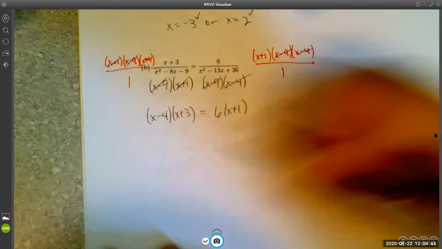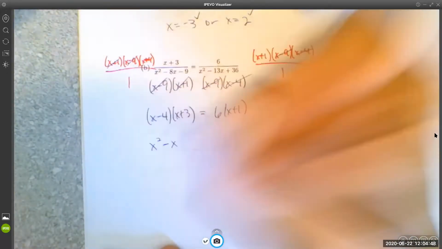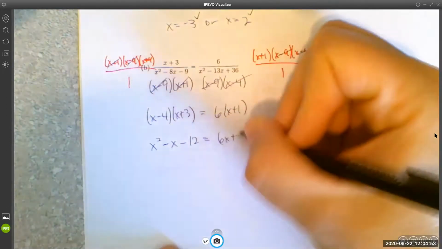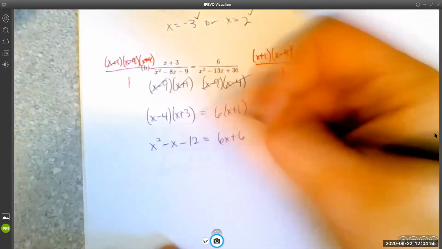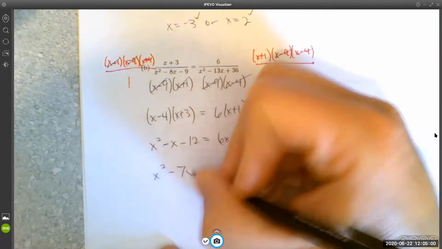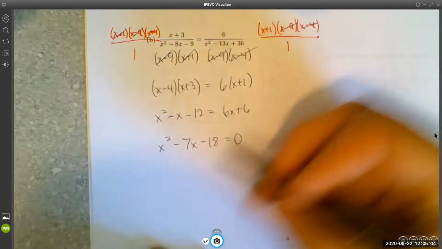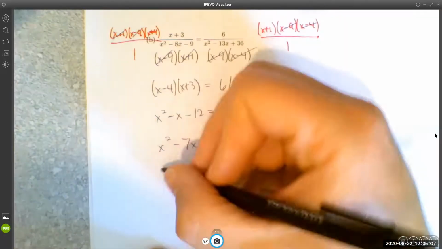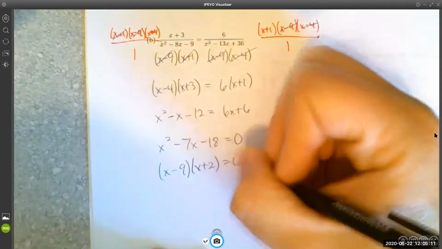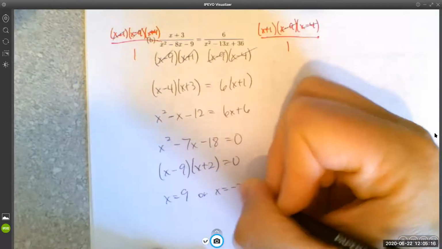Now let's see what we get. x squared plus 3x minus 4x is negative x, minus 12, equals 6x plus 6. Now since this is a polynomial, move everything over. x squared minus 7x minus 18 equals 0. Then I try to factor that. I think it'll be negative 9 and positive 2. So x equals 9 or x equals negative 2.